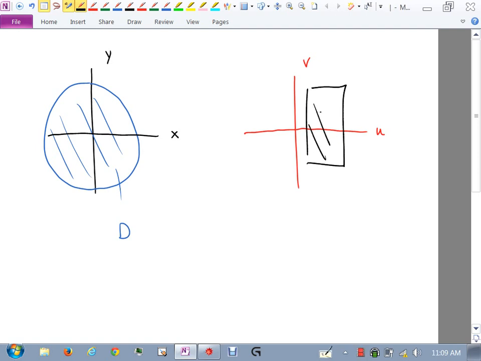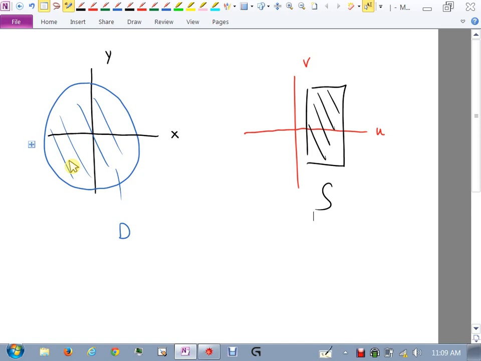It would be a region like this, S, where our u variable, which might be the radius, is stuck between two constants, and our v variable, which might be like the angle, would be stuck between two constants. And it's much easier to integrate over this region than it is this, which is why we did polar conversions.